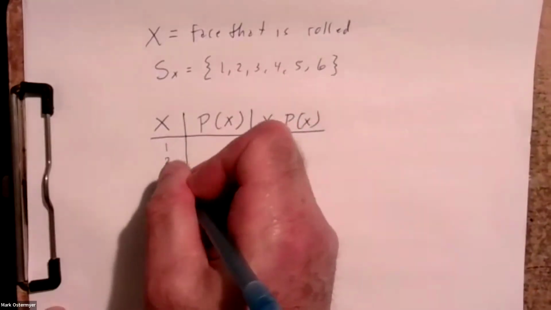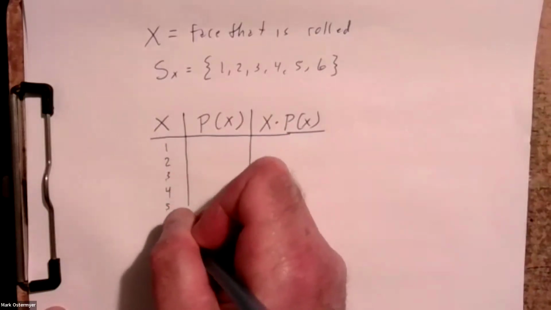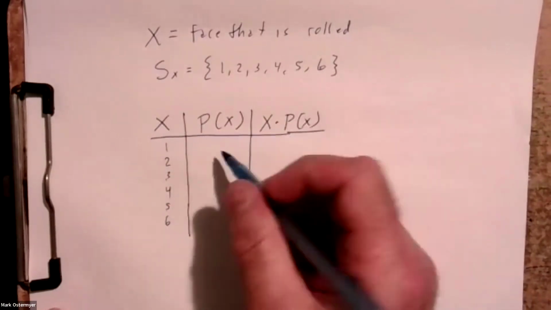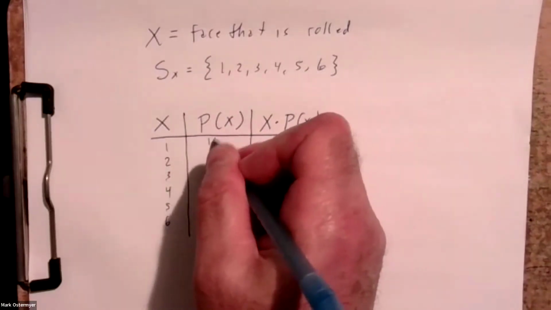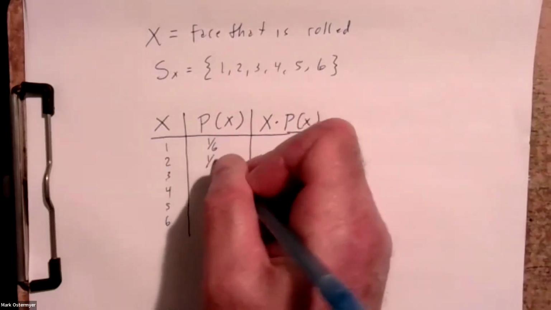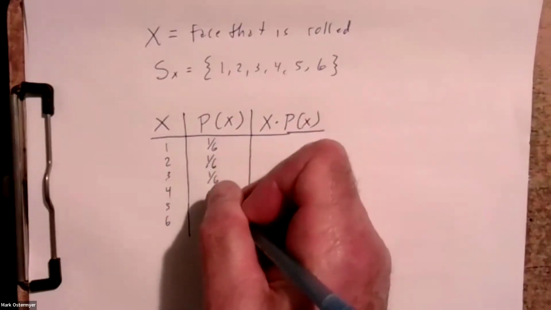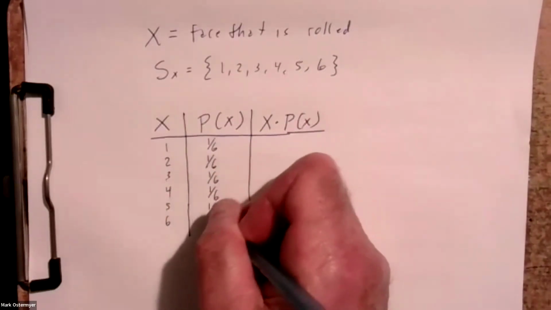The outcomes are 1, 2, 3, 4, 5, 6. What is the probability of rolling a 1 on a fair die? That would be 1/6. And it's 1/6 for rolling any one of these faces. Do you agree? That's why it's called a fair die.